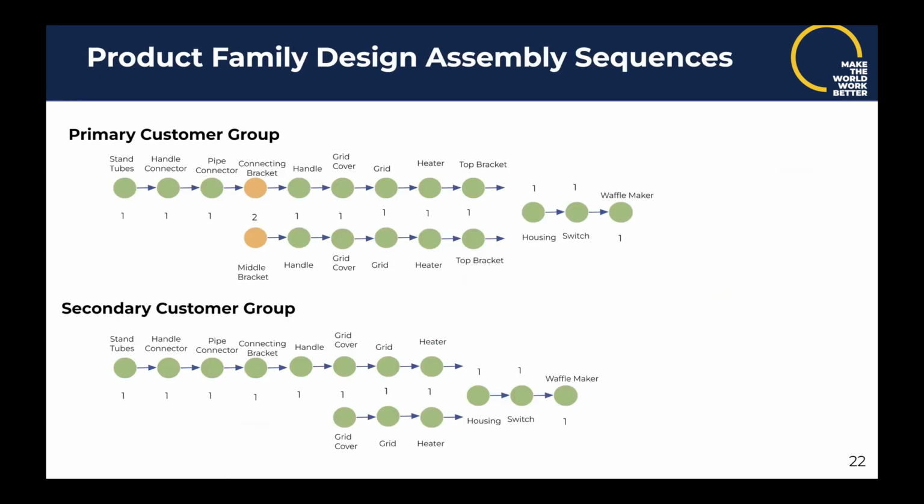Here you can see the product family design assembly sequences for the primary customer group and the secondary customer group.